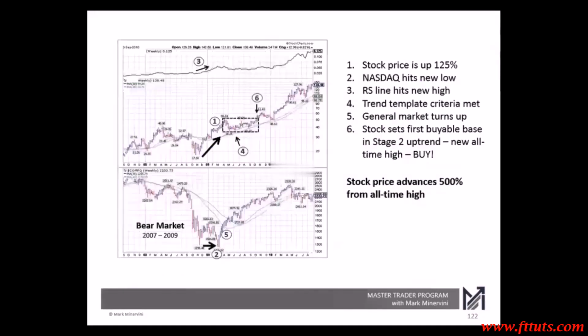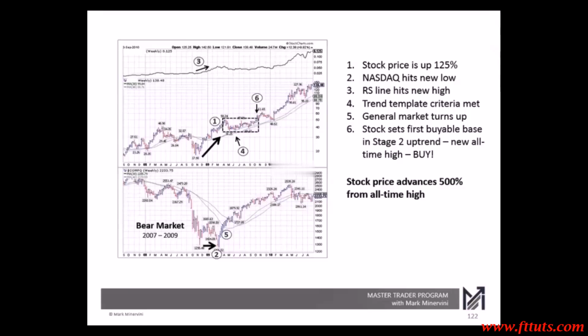I want to show you something else. This is a caveat, if you will, or an observation to show you another way that this can play out with relative strength. And sometimes it's a little tricky.